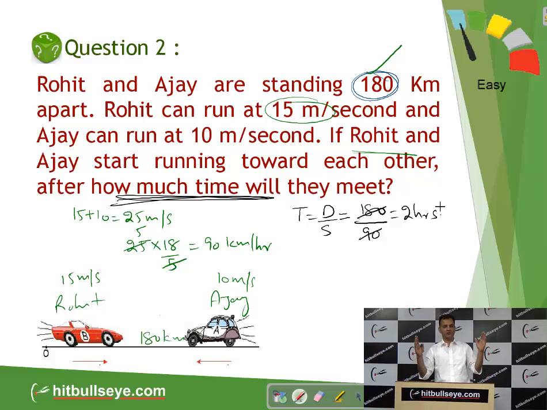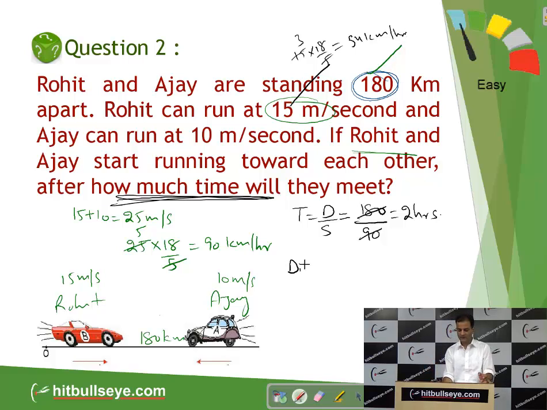Now in this case, both the bodies are moving from opposite direction toward each other. So that's why we have added their speed. So if examiner is asking how much distance Rohit has covered in 2 hours, now we know the speed of Rohit is 15 meter per second, and we know 15 meter per second means 15 into 18 by 5. So it will be 54 kilometer per hour. The distance covered by Rohit is equal to 54 into 2, it will be 108 kilometer.